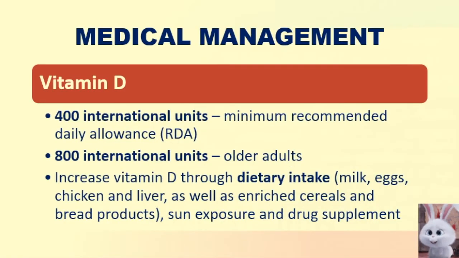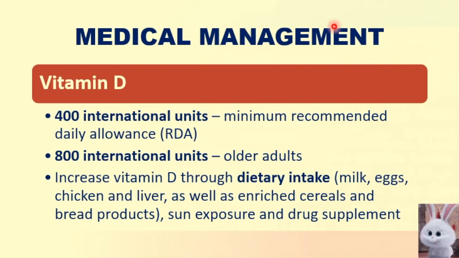So what is our medical management for this patient? Take note, the main problem is the decrease of vitamin D, so we give vitamin D. The minimum RDA, recommended daily allowance, for vitamin D is 400. For older adults, it's 800. If not, increase vitamin D through diet: milk, eggs, chicken, liver, and cereals and bread products which are enriched. Then sun exposure, and then drug supplements.